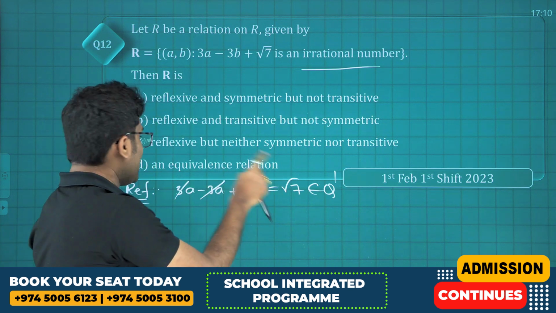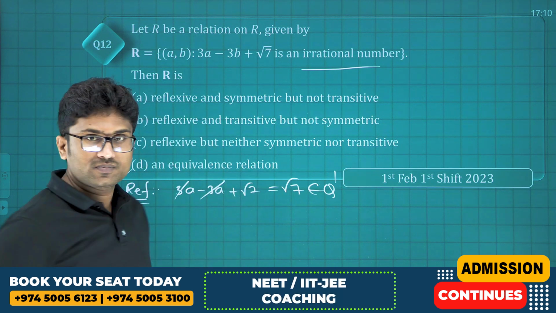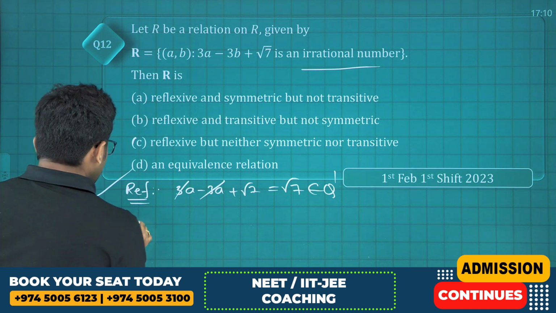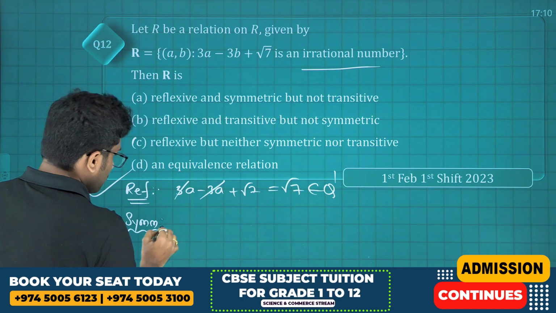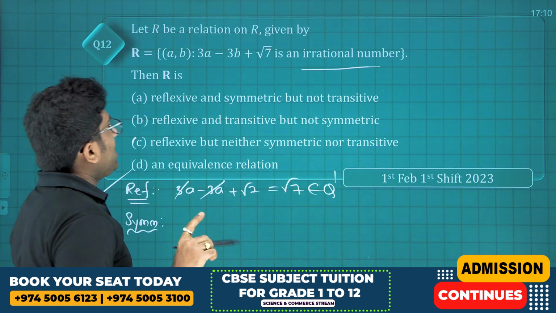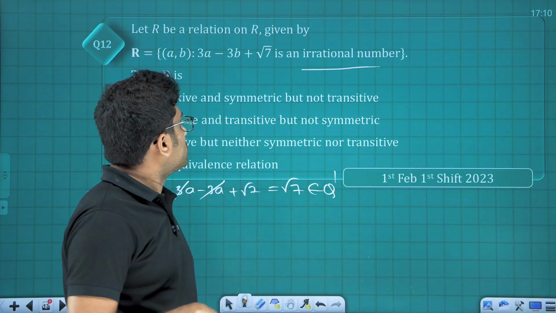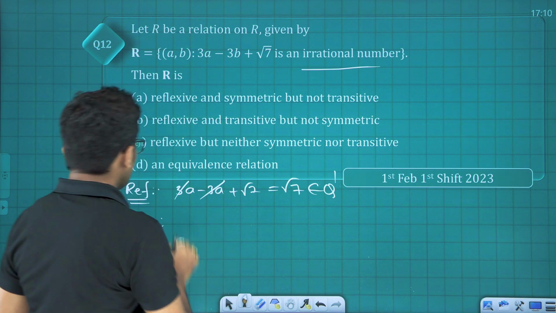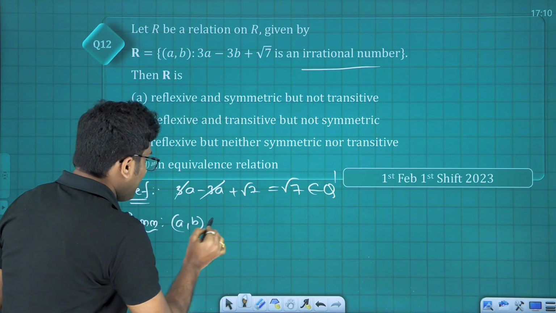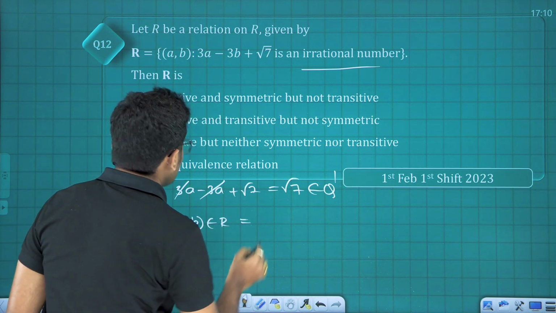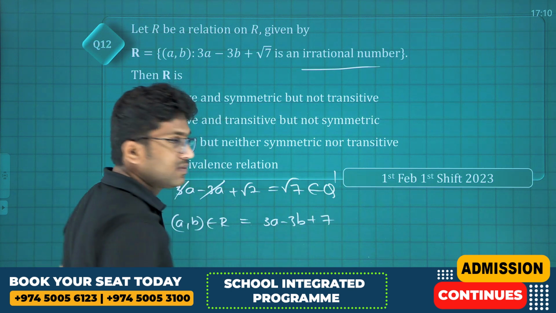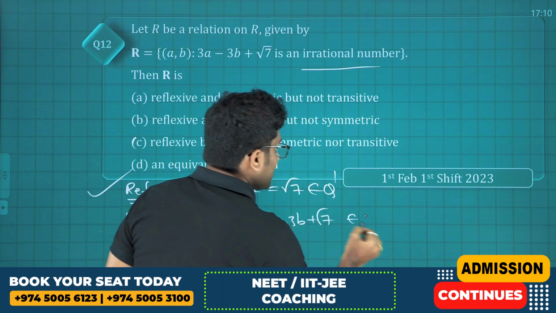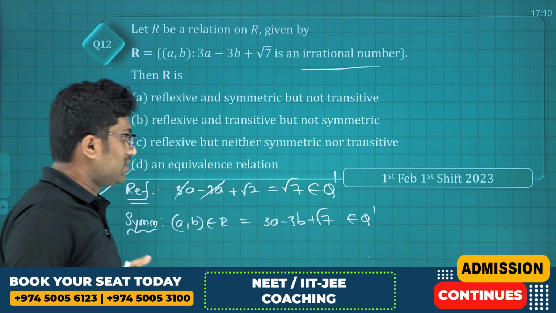So every element is related to itself. Hence it is reflexive. Now coming to symmetric. Let (a, b) belong to R. (a, b) belongs to R means 3a minus 3b plus root 7 is an irrational number.